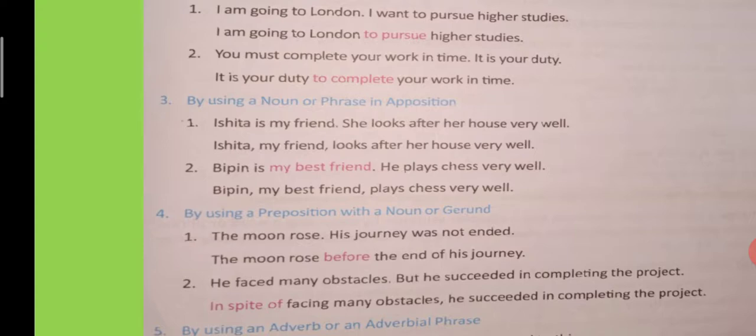In the second one, same thing. He faced many obstacles, but he succeeded in completing the project. Here, you have to use the preposition: in spite of facing many obstacles, he succeeded in completing the project.